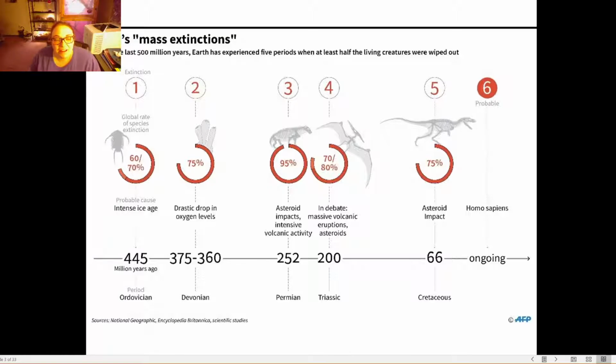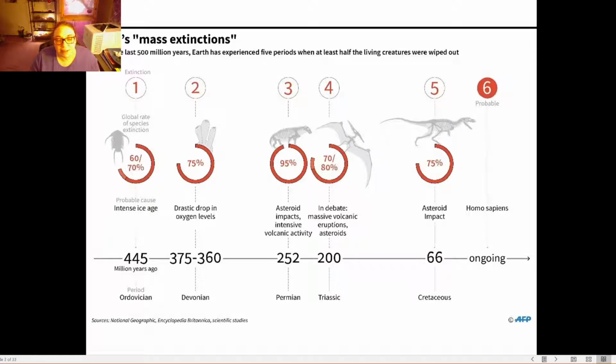Then we had the fifth mass extinction, and that's the one that everyone knows about. That's the extinction that wiped out all of the dinosaurs. It was the Cretaceous-Paleogene extinction, or the KT extinction, and it was about 66 million years ago. That one wiped about 75% of all life off of Earth.